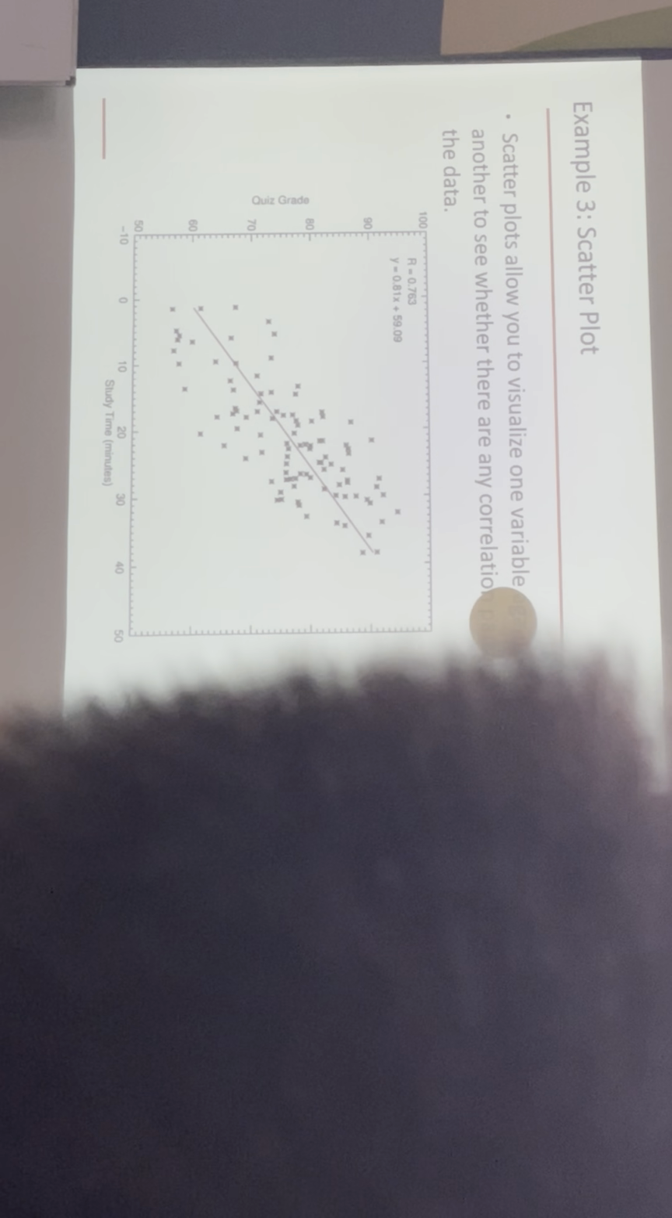Okay, and then the next one we have is the scatter plot. If you want to identify the relationship between two variables, and your data points are nearer to your regression line, that means it is related, it has a strong relationship. If it's scattered all around, it is not related to each other.